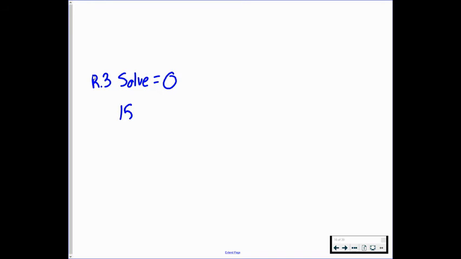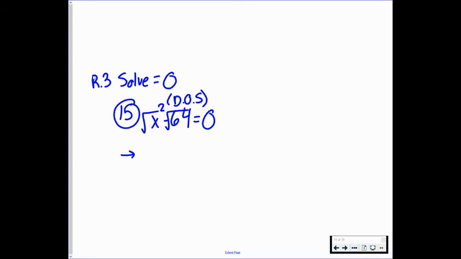So let's go ahead and start with 15. It says x squared minus 64 equals 0. This equation is set equal to 0, so we're good to go ahead and factor the left side. X squared minus 64 does not have a GCF, but it is a difference of perfect squares. So I'm going to factor by taking the square root of both of those terms. The square root of x squared is x. The square root of 64 is 8.